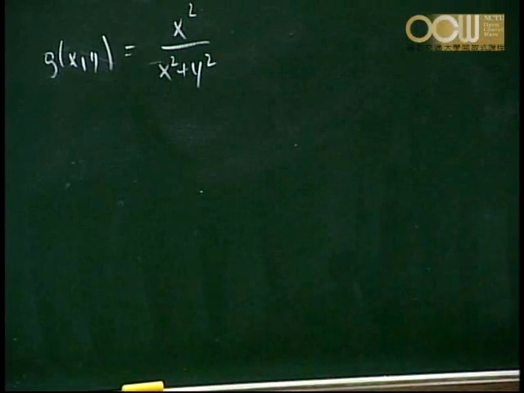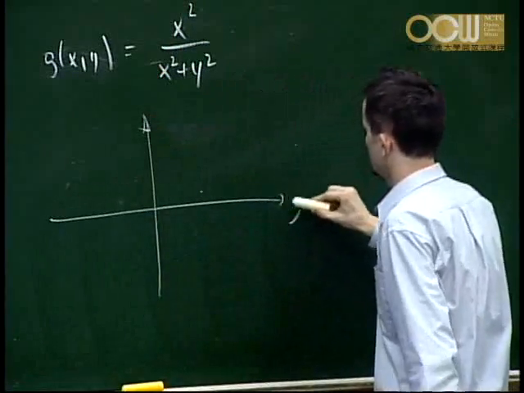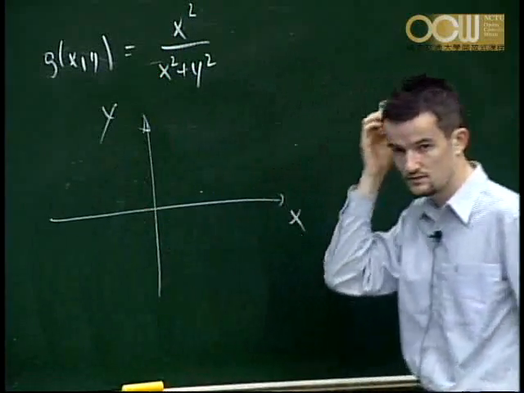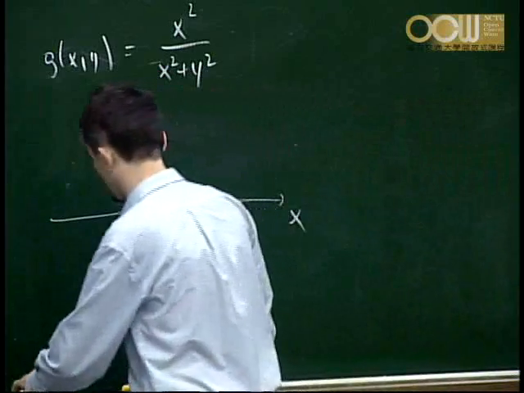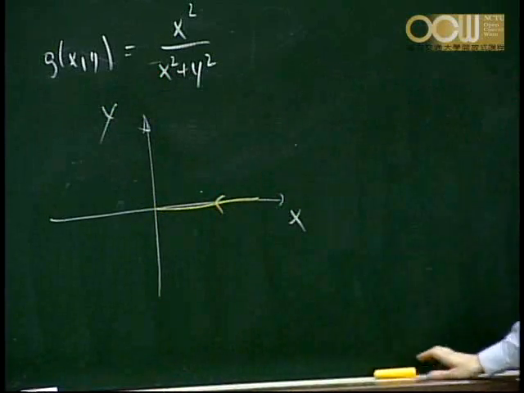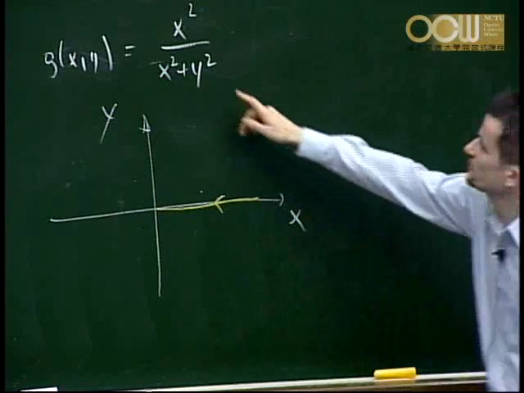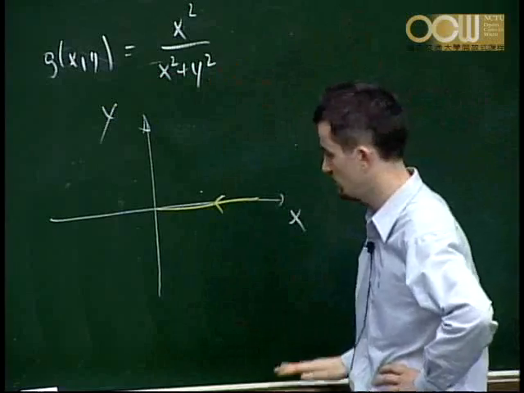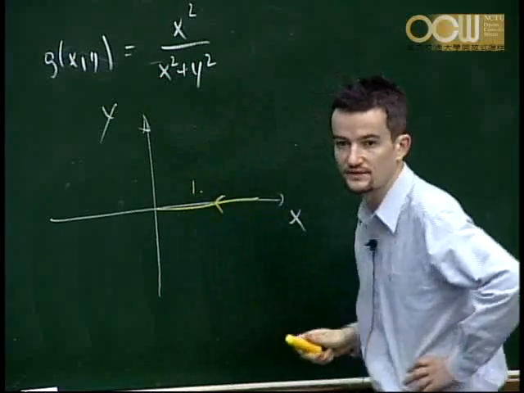Okay, so we have to approach along different paths. Here is the xy plane. One way we can approach is, for instance, along this line here. Along this line, y is equal to 0. If y is equal to 0, you see this function is always equal to 1. So the function value along this line is always equal to 1.